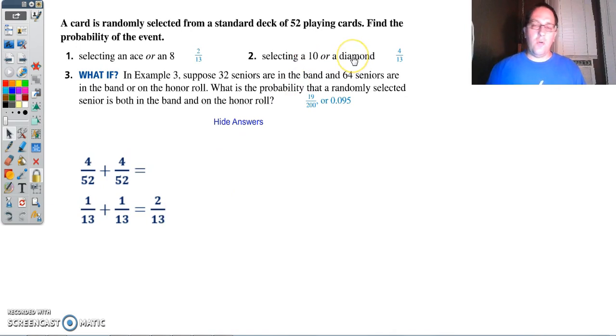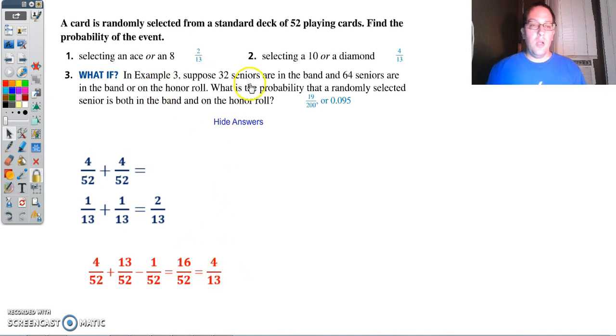Okay, so a 10 or a diamond. Well, there are 4 10s out of 52 cards. There are 13 diamonds out of 52 cards, and there is 1 10 of diamonds. So we got to take that one out because it got double counted, because it was in both groups. So 4 plus 13 minus 1 is 16 out of 52, which simplifies to 4 out of 13.